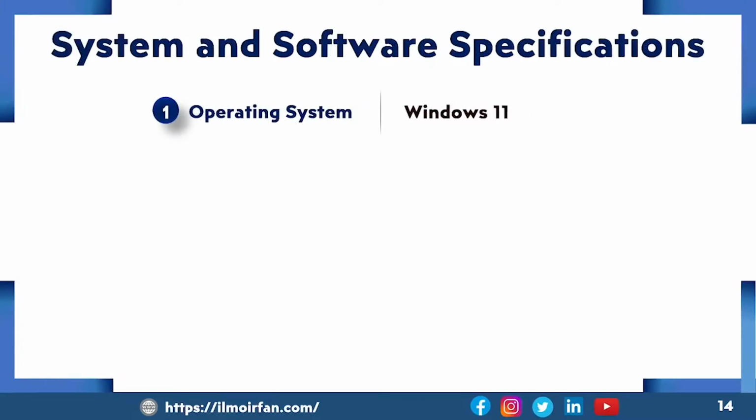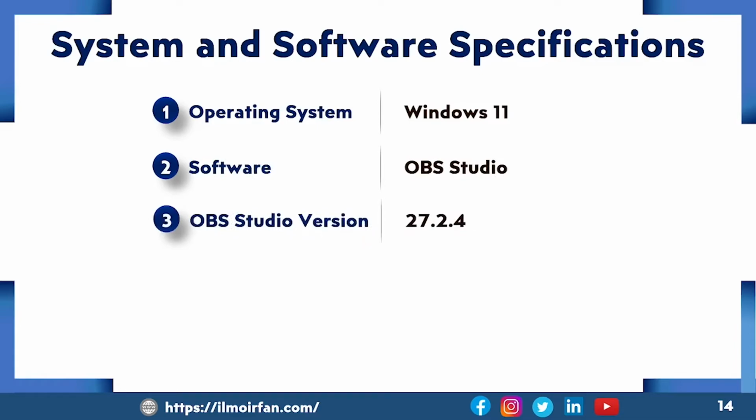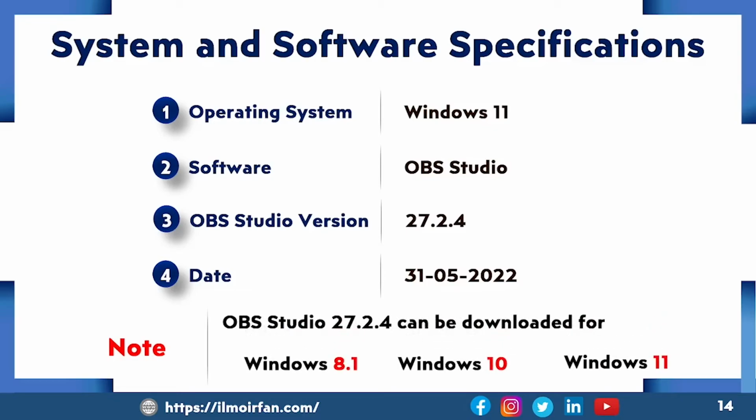Before moving forward, let's see the system and software specifications. Operating system is Windows 11. Software is OBS Studio. The version of OBS Studio is 27.2.4. Date is 31st May 2022. Note: OBS Studio 27.2.4 can be downloaded for Windows 8.1, Windows 10, and Windows 11.